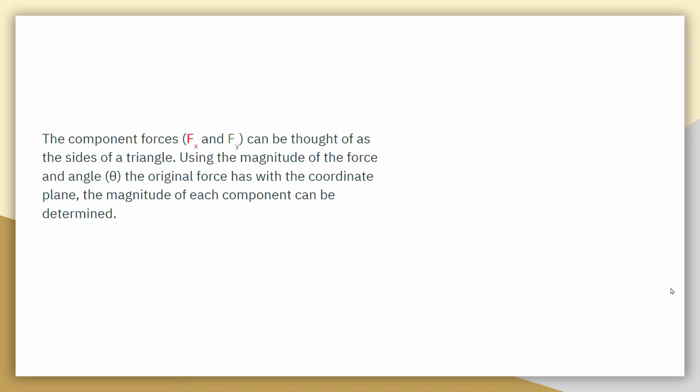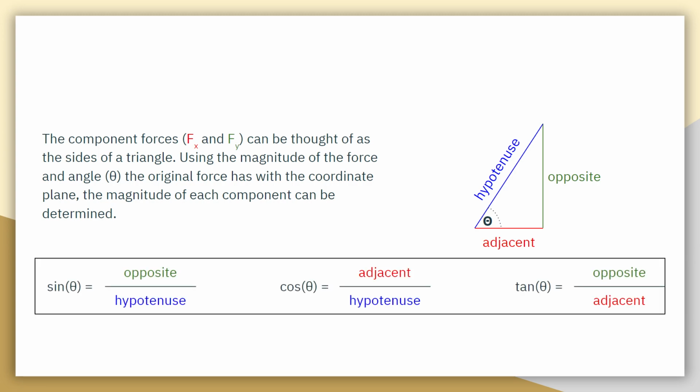Now, the component forces, Fx and Fy, can be thought of as sides of a triangle. So using that magnitude of the force and the angle the original force has with the coordinate plane, the magnitude of each component can be determined. So this is really a triangle that we'd be looking at, where the hypotenuse is the original force and the adjacent and opposite sides are the component forces. This is where we can use sine, cosine, or tangent to really focus on quantifying the ratio between those sides and then rearranging these to be able to come up with a mathematical equation to specifically quantify any of the lengths of the sides.